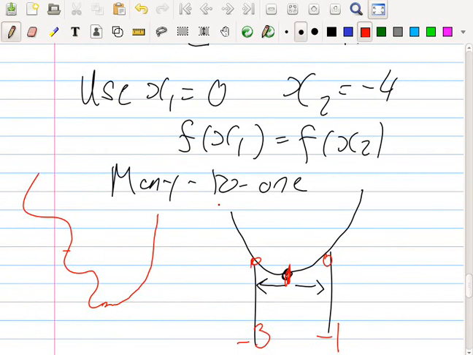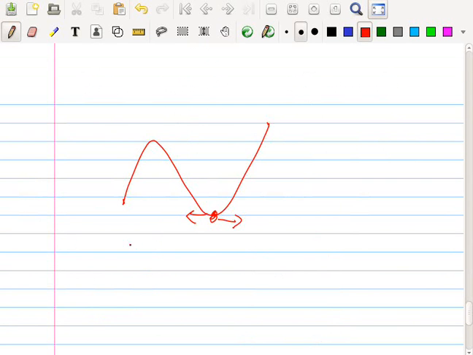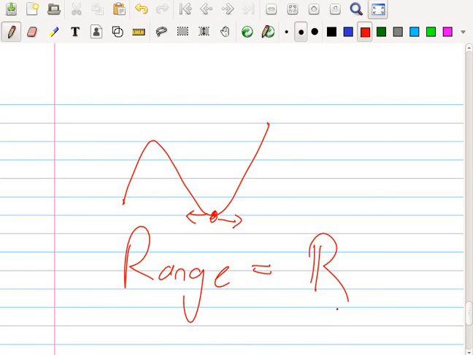Anything else that I told the other students that I didn't tell you? I told you about the word onto last time, didn't I? Who remembers what onto means? Onto, what's onto? Onto is the range equals all real numbers.